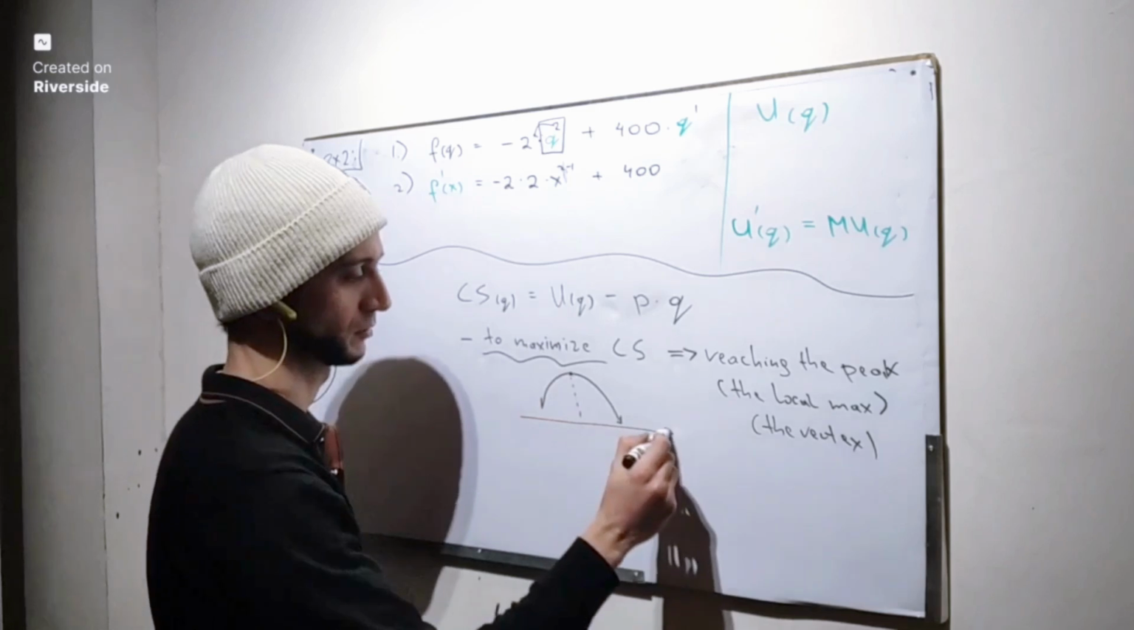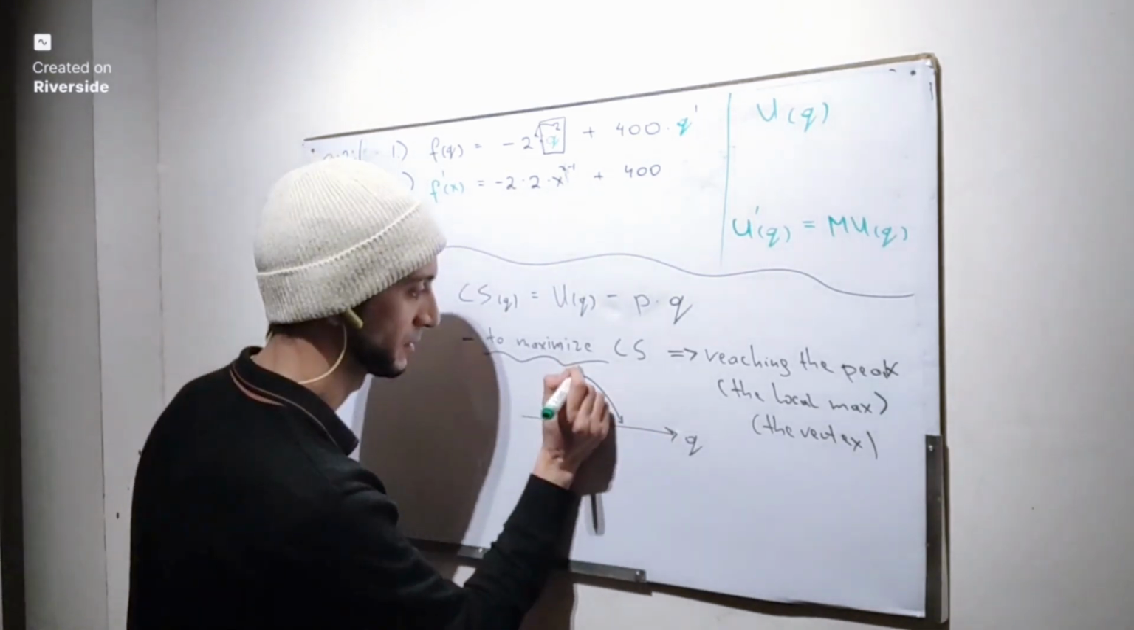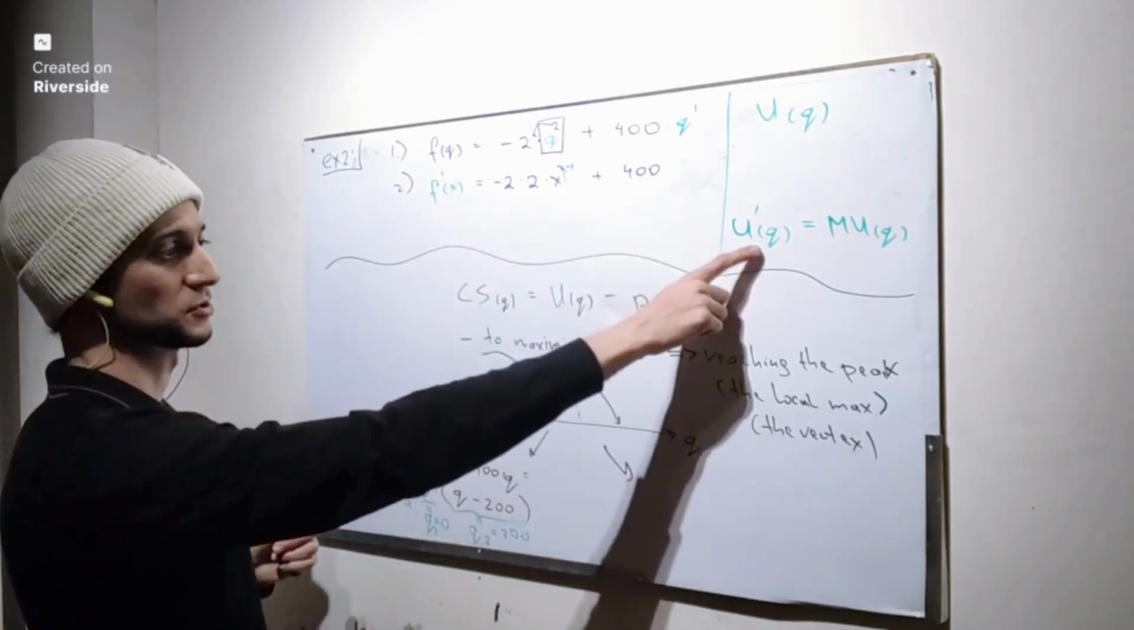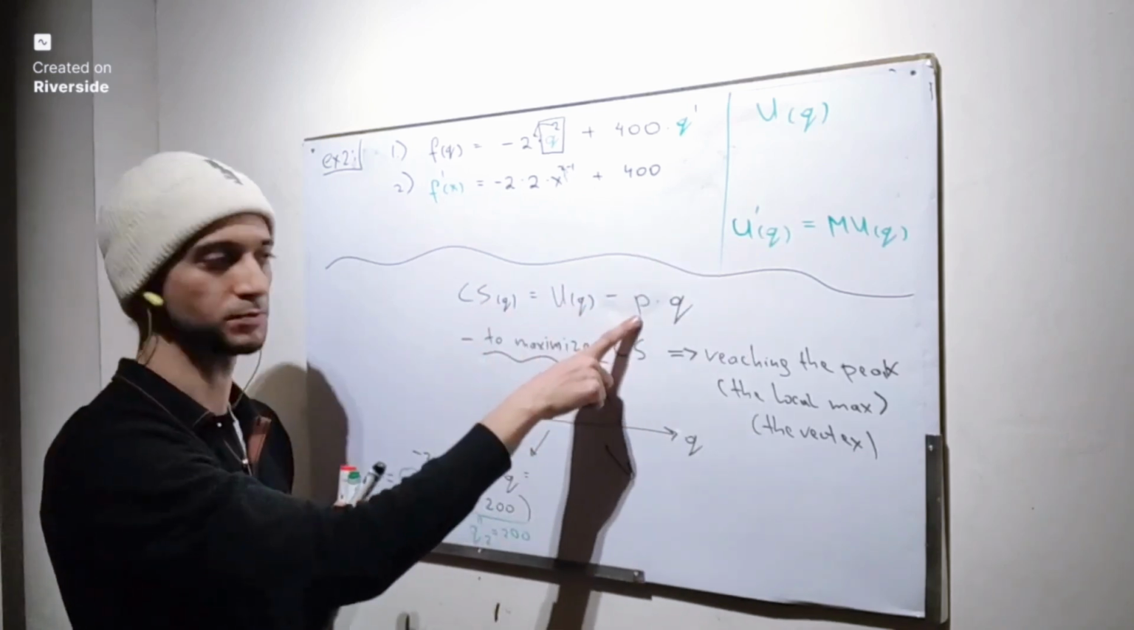Isn't that the place where the graph slope is momentarily zero, which means horizontal? I'm trying to find the zero. I'm equating to zero the first derivative of the utility, which is marginal utility. We're not talking about marginal utility right now. We're talking about consumer surplus. And we don't even know what the price is.